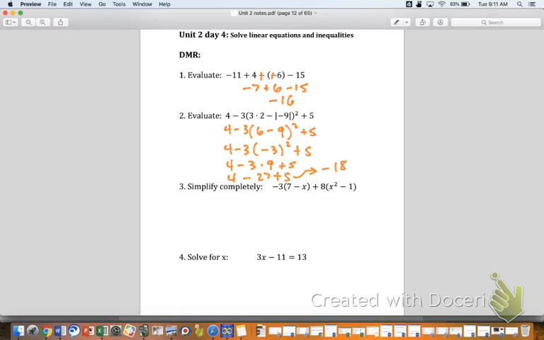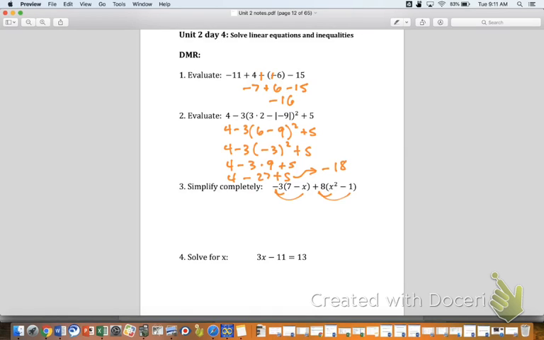Okay then. Number 3. The instructions say to simplify completely. Within this, do you guys see any distributive properties? Because we want to do those first if there are any. Yeah, there are two of them. The negative 3 gets distributed and the 8 gets distributed.